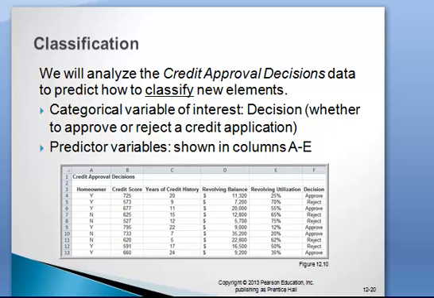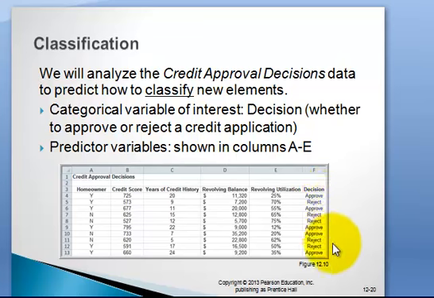So classification is where we actually use some of this information to predict, oftentimes for decision making. The example we're going to use here is credit approval decisions, using data on whether they're a homeowner, their credit score, years of credit history, and revolving balances, to see if we can decide whether to approve or disapprove that person for credit.